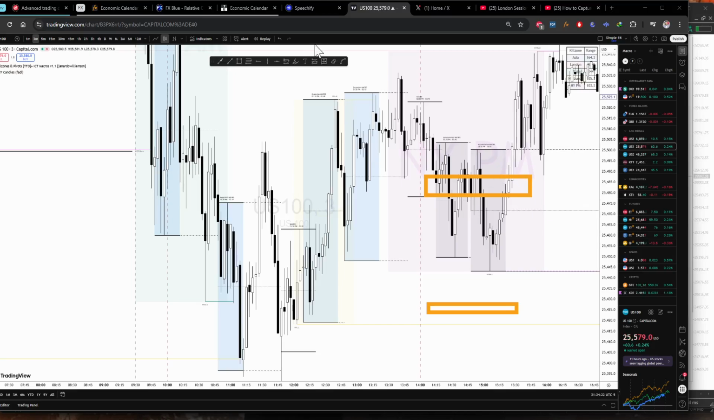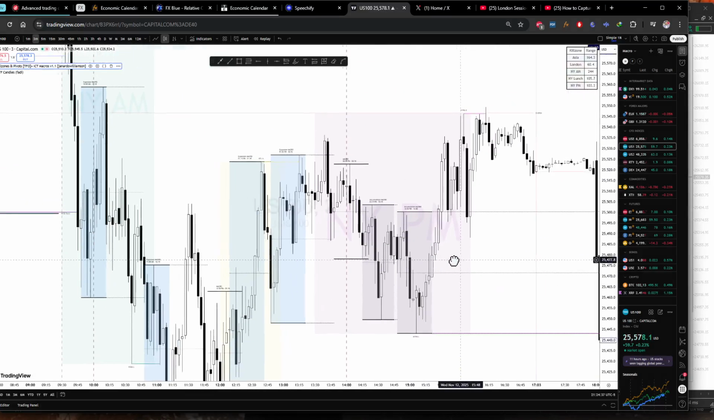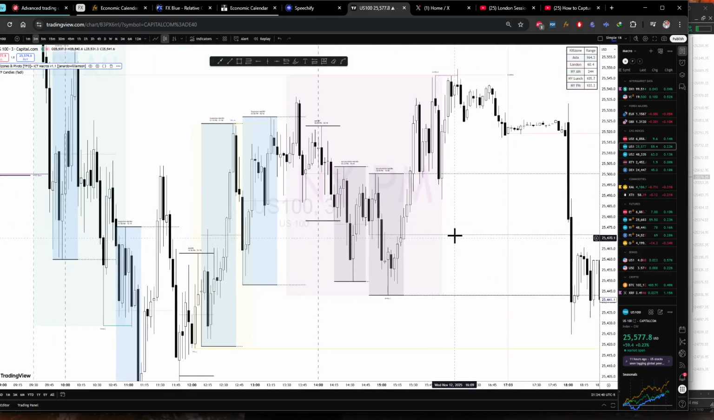But yeah, that was pretty much it. I could have ended the day up more than 1%, but I decided just to chill out because I didn't have the chance to really capitalize on the trades, being as I'm at work and I was using my phone. So that was where the day ended for me, a break even trade.